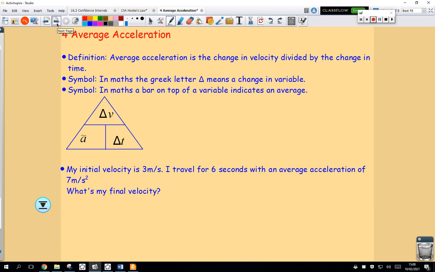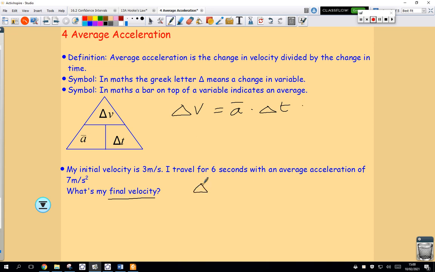My initial velocity is 3 meters per second. I travel for 6 seconds with an average acceleration of 7 meters per second squared. What is my final velocity? So I'm trying to find my final velocity. One thing I might try to find first for my formula is change in velocity. We can see that is average acceleration multiplied by change in time. So the first thing I'm going to do is look for my change in velocity here.